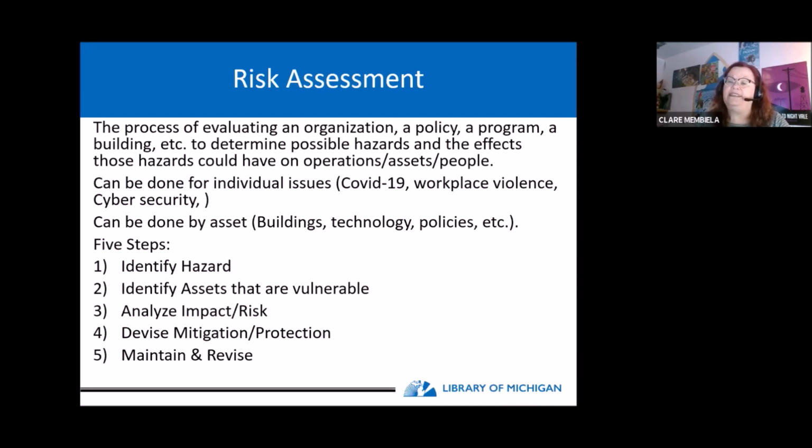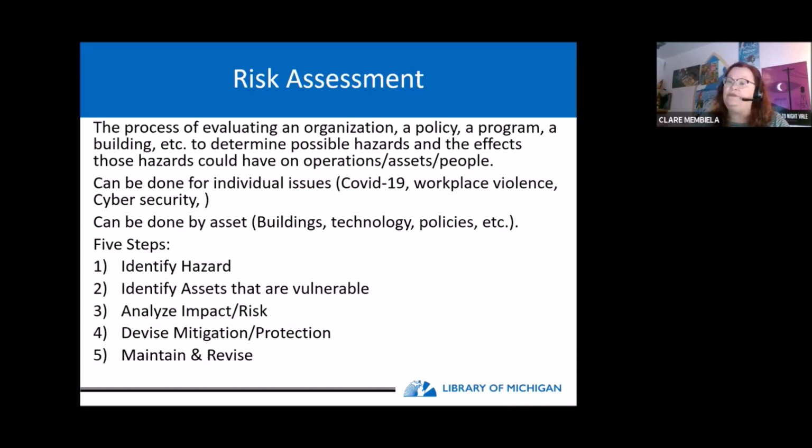So what is the impact? Is the impact damage? Is the impact death or destruction? What is the impact of that hazard on your assets? And then you come up with, okay, what is some mitigation? What can we do to prevent this impact if this hazard were to occur? And then once you work through those steps, the last step is now to maintain that risk assessment and revise it when necessary. So like everything else in the library, you keep it current.